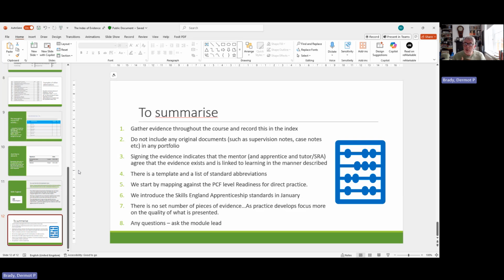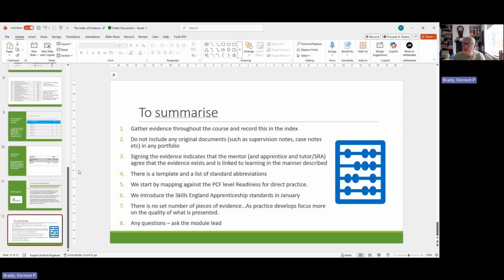You're trying to show here several different pieces of evidence of your capacity in different domains. So actually what happens in the course is people get more used to doing this over time, more used to recording it on a regular basis. And by the time they come to their final year, these documents are actually quite extensive.